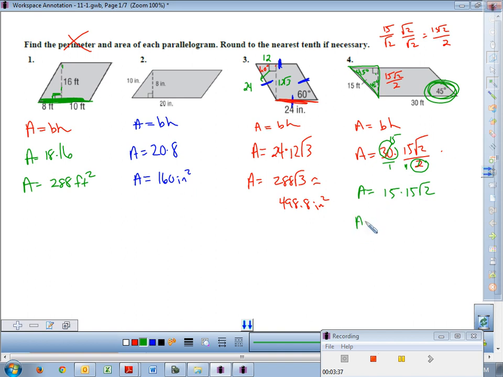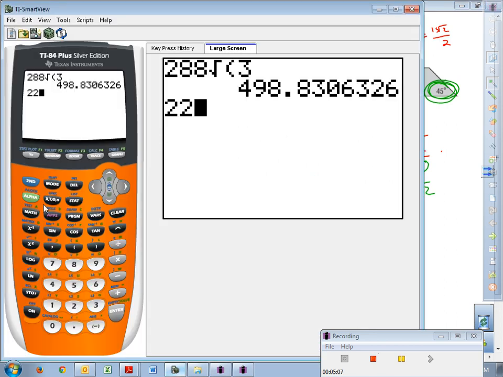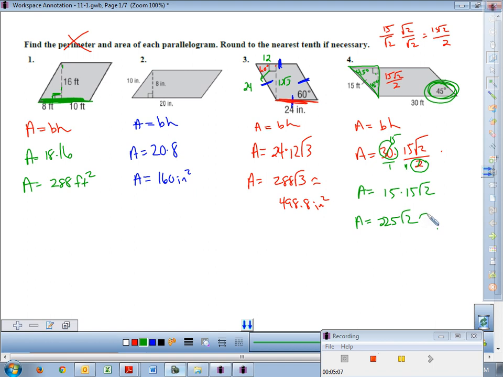And then the exact area is 225 square roots of 2, which we can punch in and get approximately 318.2. The label would be square feet.